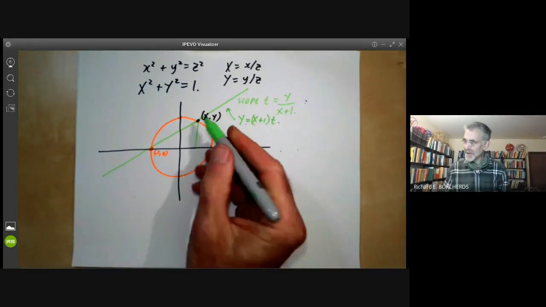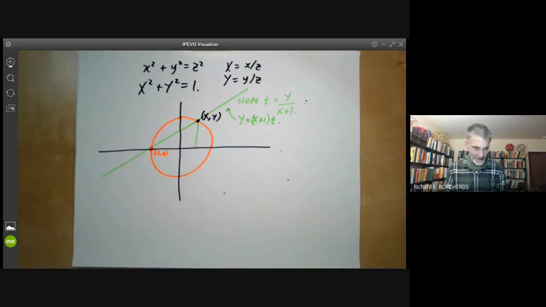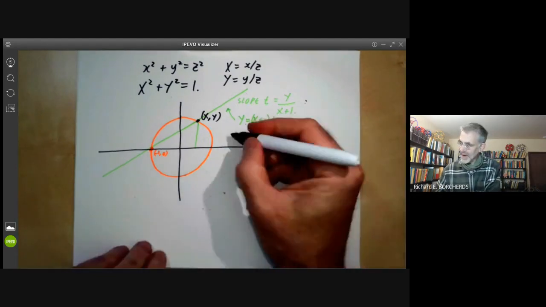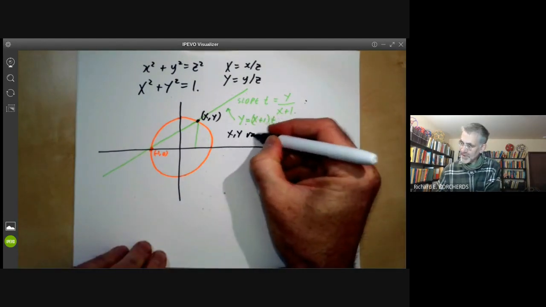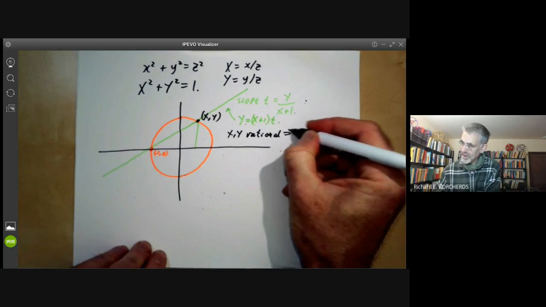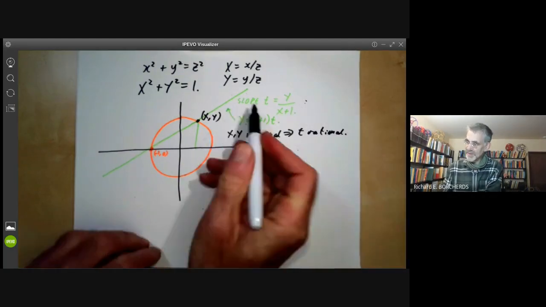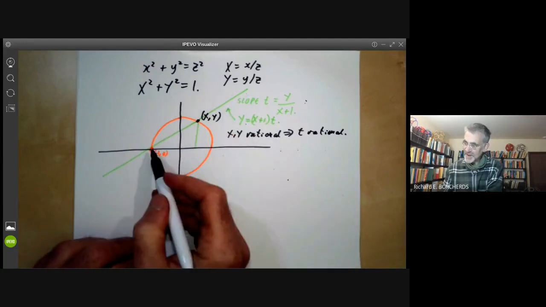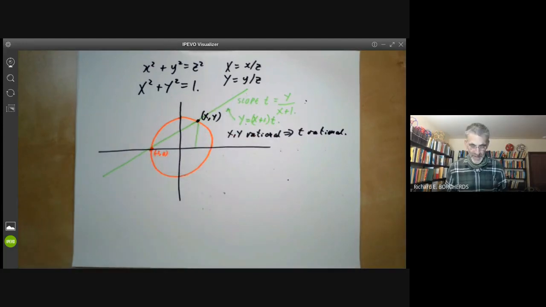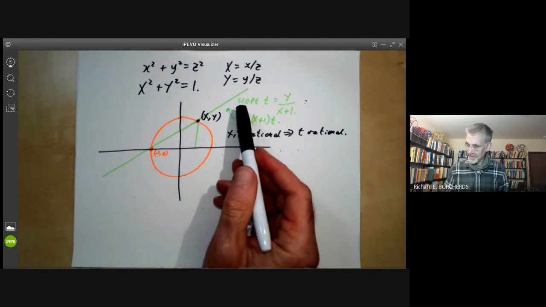Now you notice t is obviously rational if x and y are rational. So we can say x, y rational implies t is rational. And we can ask the converse. If t is rational, are x and y rational? And you can see the answer is yes without doing any calculations as follows.